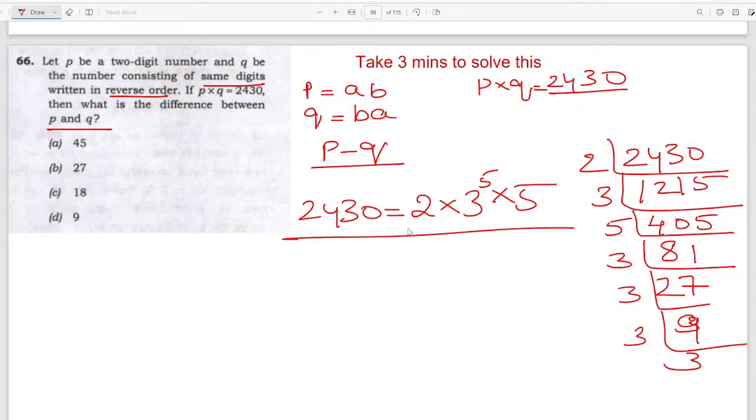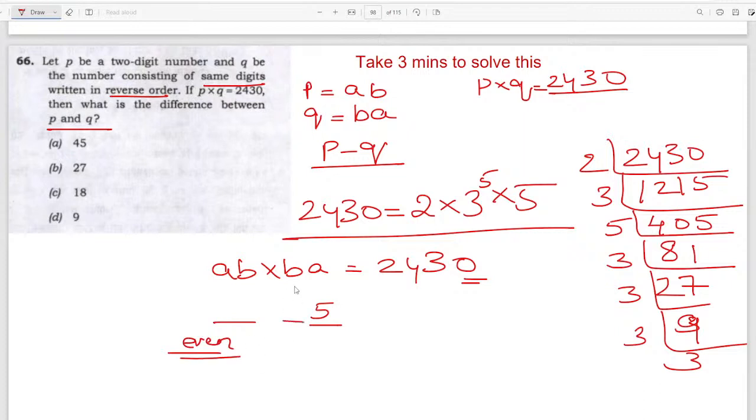So we need to find two numbers such that AB into BA will give you 2430. Since the unit digit is 0, we want one number to end with 5 and another number should be an even number. So A or B has to be 5. One has to be 5, and the other has to be an even number. It can be 2, 4, 6, 8. It cannot be 0 because it's a 2-digit number.